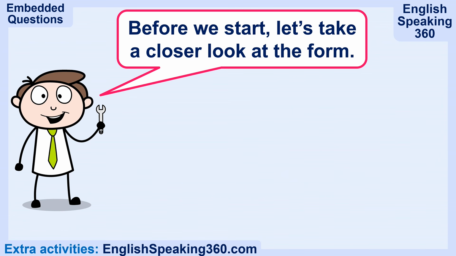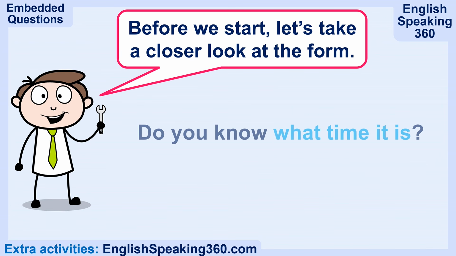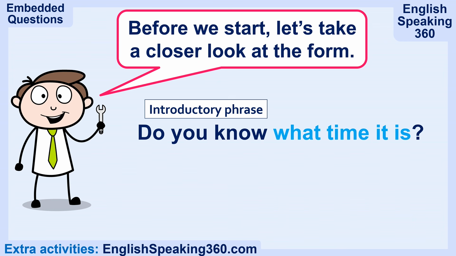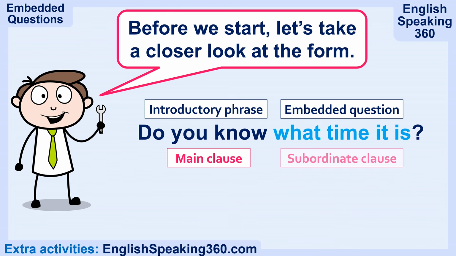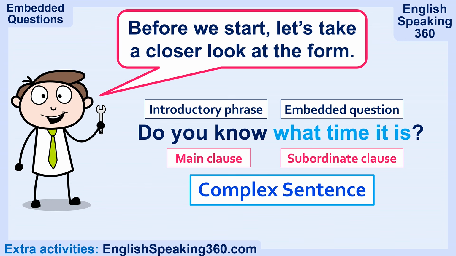Before we start, let's take a closer look at the form. Do you know what time it is? The first part is the introductory phrase, do you know? And that is the main clause of your sentence. The second part is the embedded question, and that is the subordinate clause. But when you put them together, that gives you a complex sentence. So today, I will show you how to make complex sentences with embedded questions.